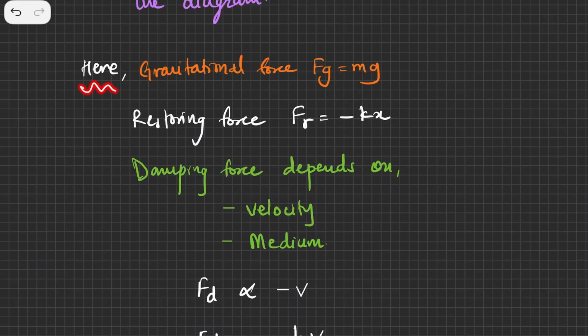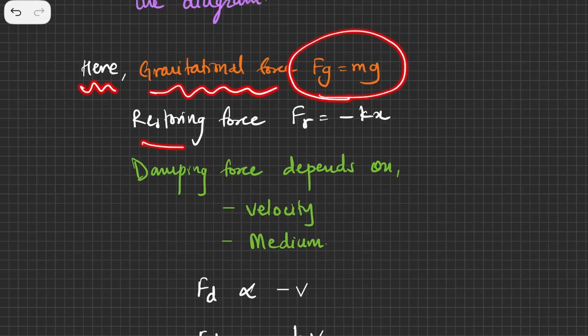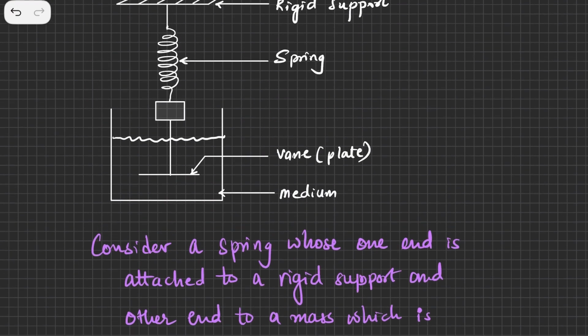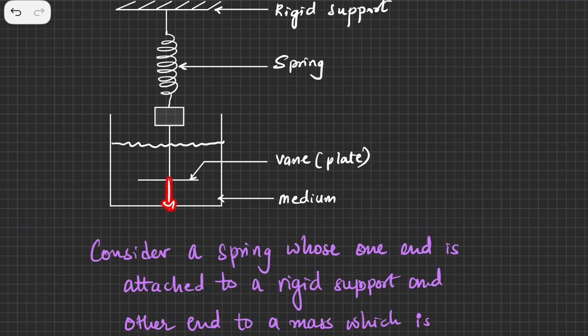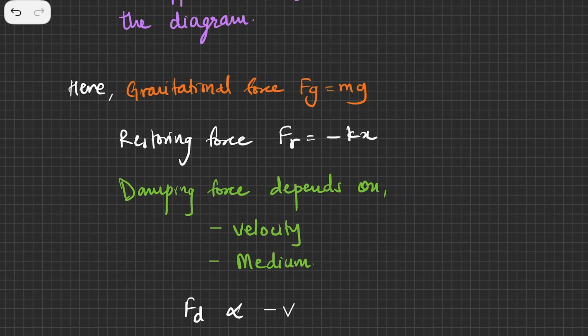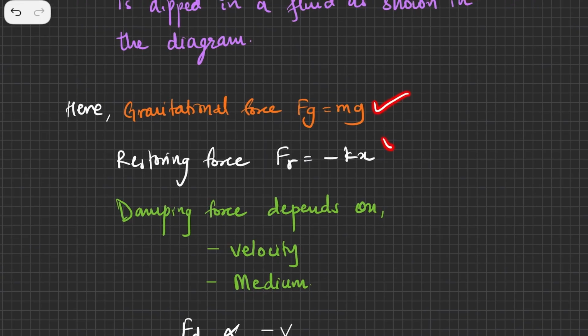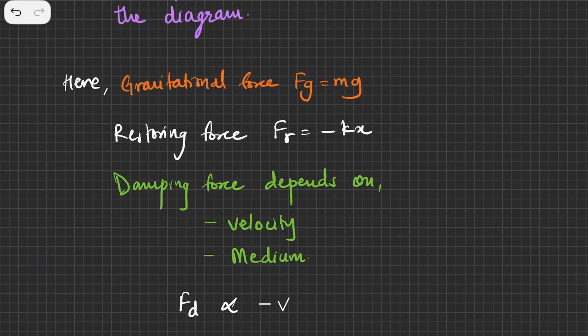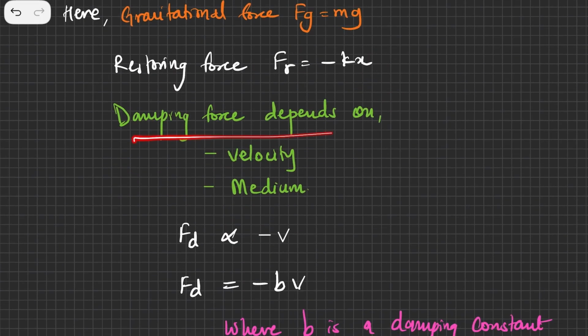So here, the gravitational force acting on the vane is Fg = mg, and the restoring force by the spring is Fr = -kx. So the gravitational force is acting downwards, and the restoring force acting on the vane because of this spring is Fr, which is the restoring force, -kx. So these are the two forces, and then there is something called the damping force applied by the medium. Now the damping force, as I have discussed, depends on velocity.